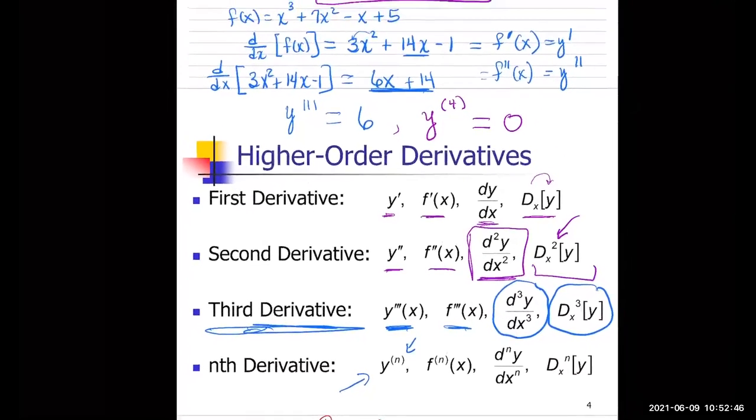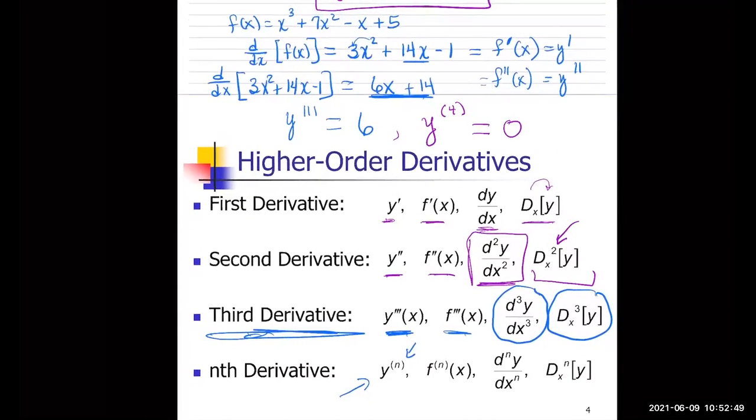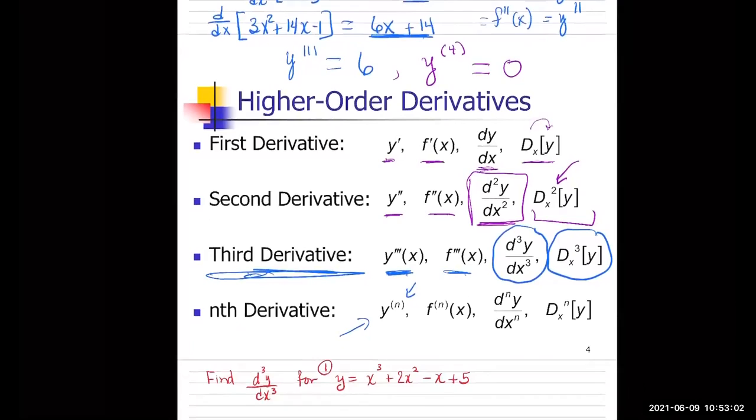Okay, and again, we'll talk about what those higher order derivatives tell us about the graph when we get to chapter 4. But any questions about how I got it there? Any of those derivatives? It takes a little while to get used to the notation, okay?